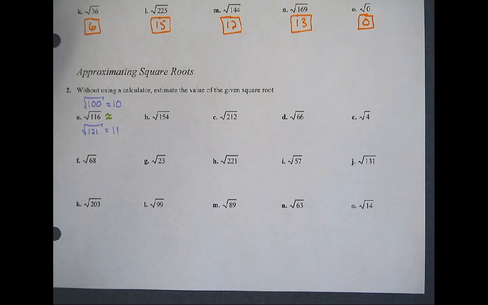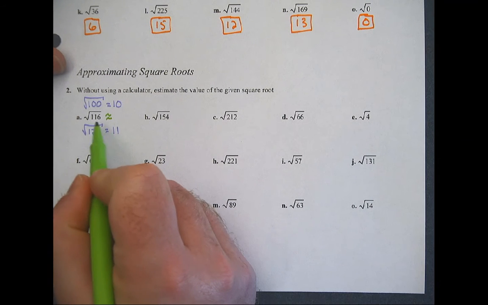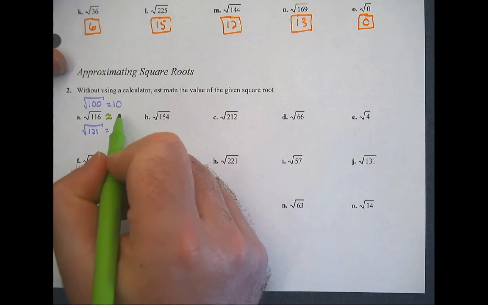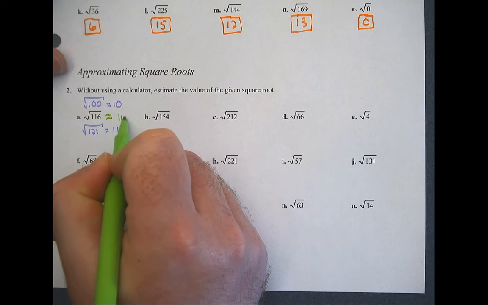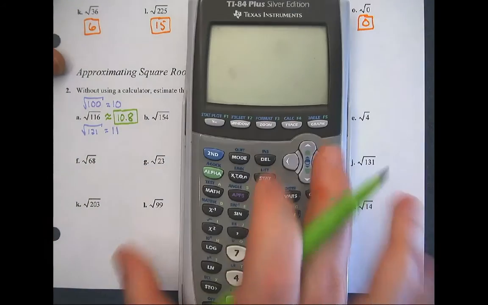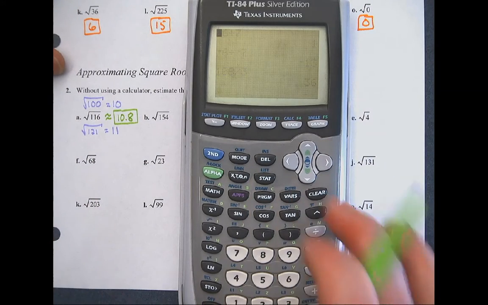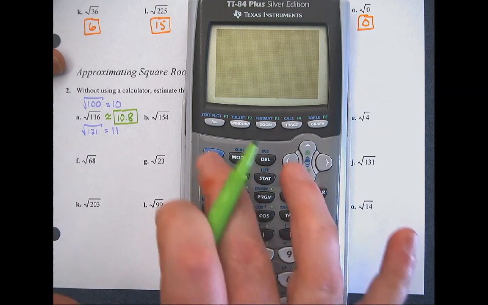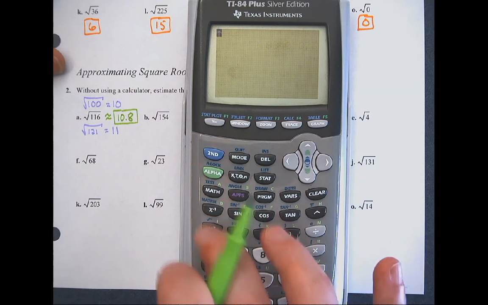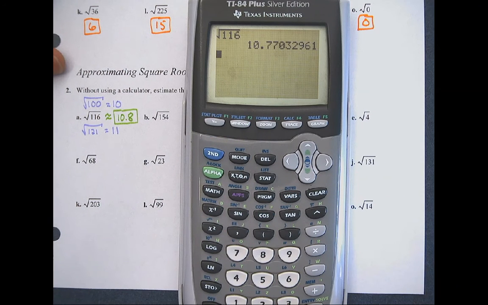And so 116 is a little bit closer to 121 than it is to 100, so I'm going to guess that it's closer to 11. It's actually, I'm going to say quite a bit closer. It's only 5 away versus 8, so I'm going to say 10.8. That's going to be my guess. Now, of course, we can do this on our calc. The square root button is above the squared, second square root of 116. Dang it. Let's try again. Second square root of 116, 10.77. So with rounding, took me up to 10.8.